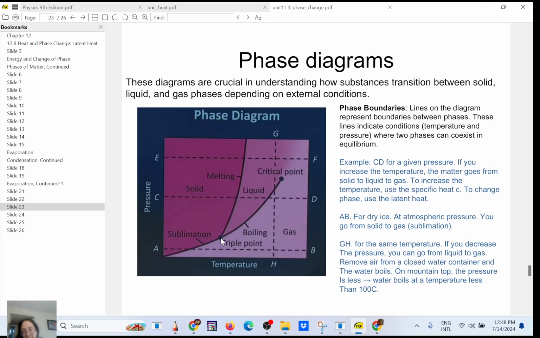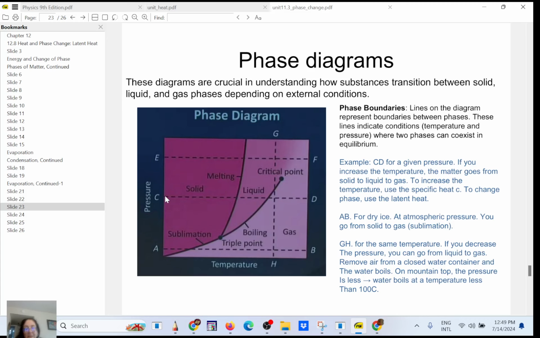And all the diagrams will look like that, except for water, which is really a special case. But you see here, these lines are called phase boundaries. So it means that, for example, at that point here, you have solid and liquid that will coexist together.